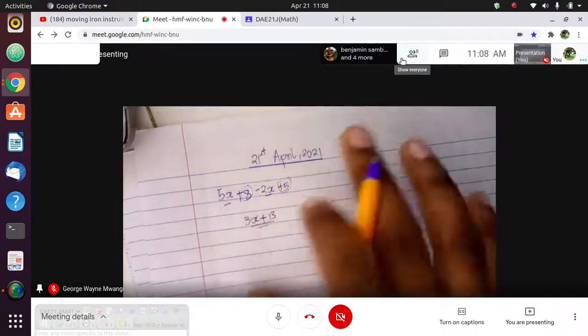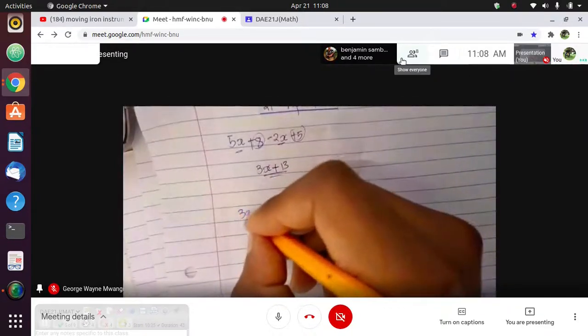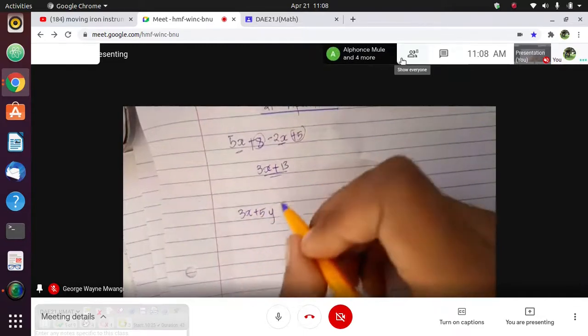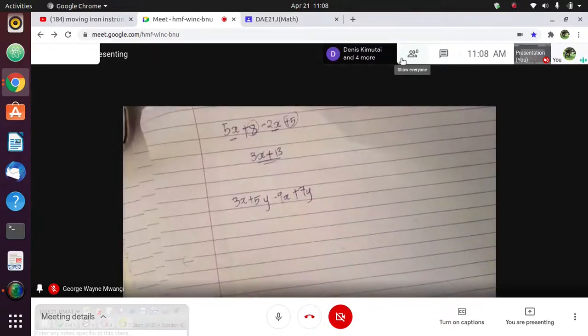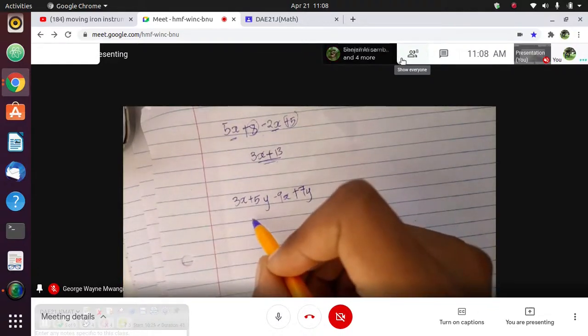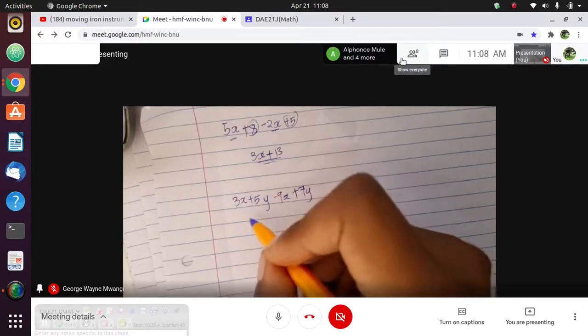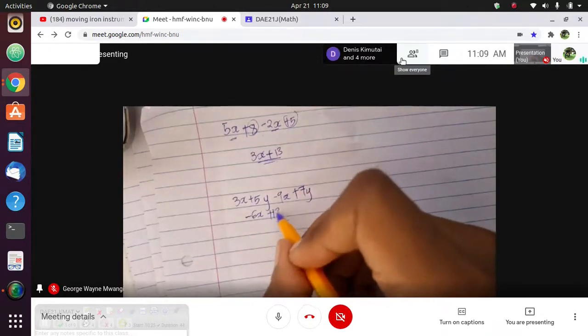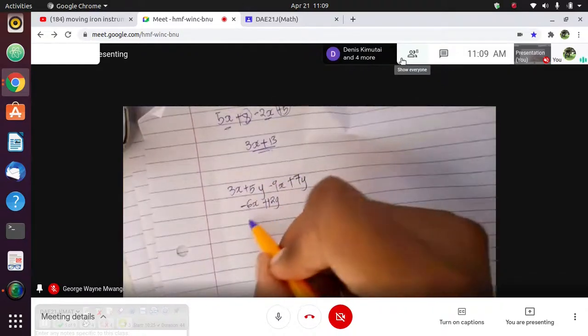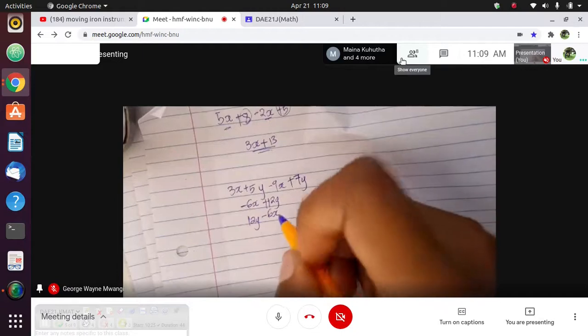So let us do this one. 3x plus 5y minus 9x plus 7y. What will be our answer? Collect the like terms. Yes? Sorry. So the answer is negative 6x plus 12y. So if I write 12y minus 6x, it is still correct.